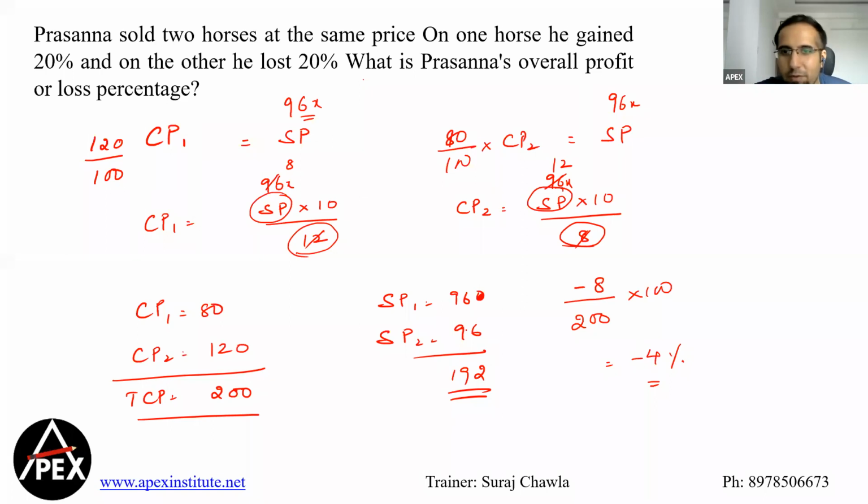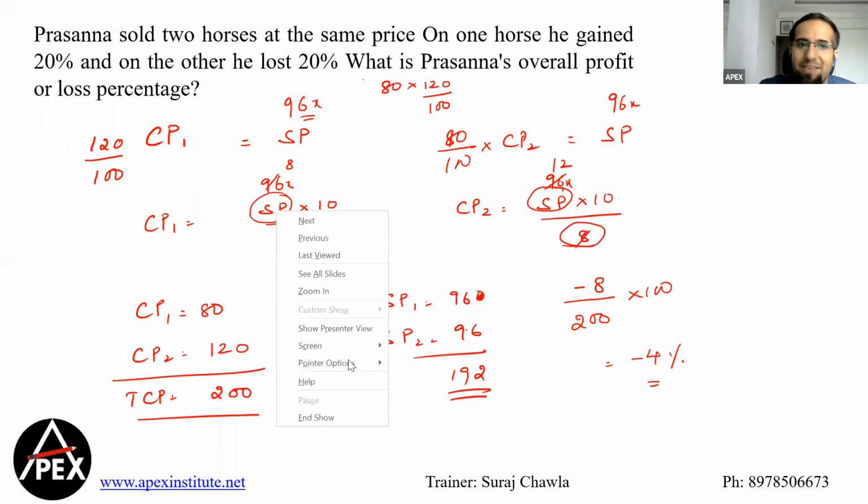Bhavya says CP1 is equal to 80, then 20% profit. If CP is equal to 80, what is 80 into 120 by 100, Bhavya? That is what we are doing. I just showed this is the basic method.